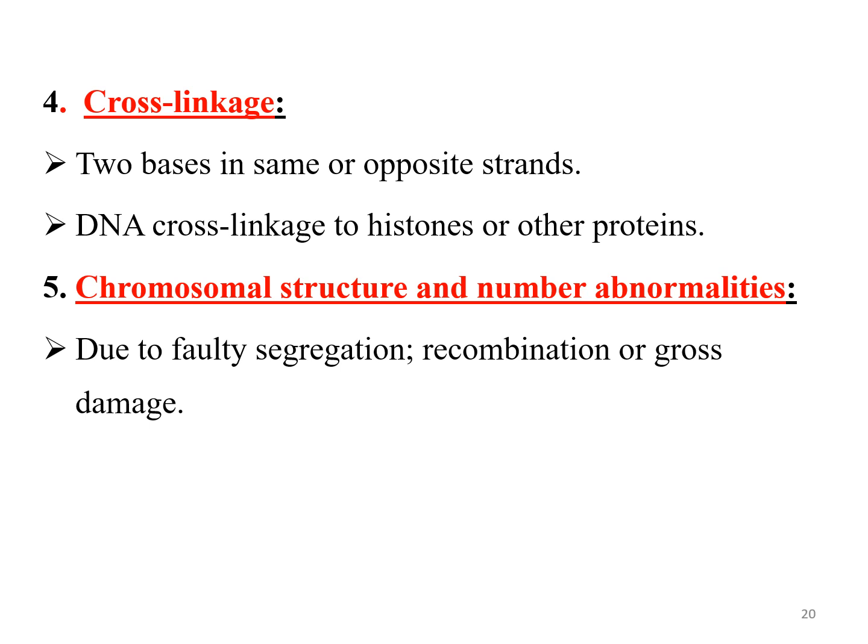Cross-linkage is also another mutation. Two bases in the same or opposite strand can be cross-linked. DNA cross-linkage to histone or other protein can be another cause of mutation. And chromosomal structure or number abnormalities, due to faulty segregation, recombination, or gross damage, can also occur. These are all the types of mutation that can be associated with our DNA.